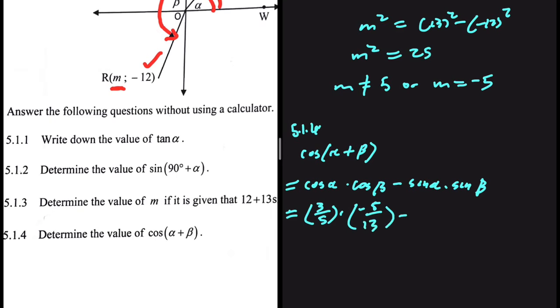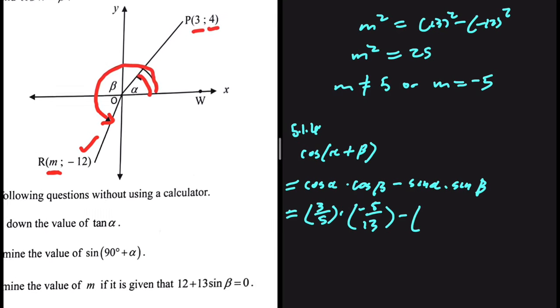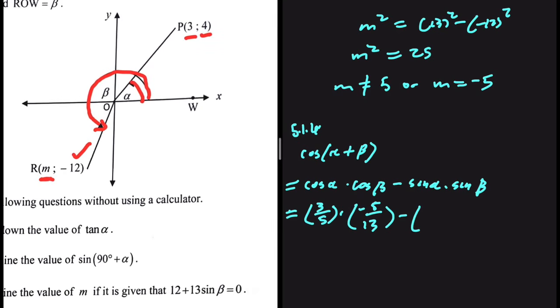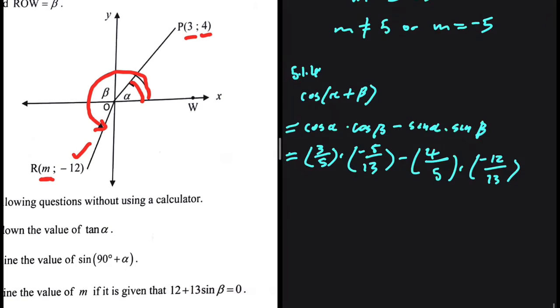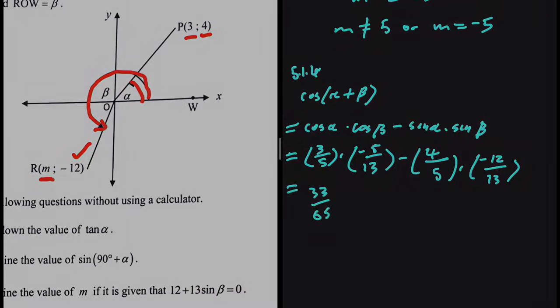Minus sine of alpha. Sine is opposite, which is y. What is the value of y at point P? That is 4, divided by our hypotenuse, which is 5, multiplied by sine of v. The value of y at r, that is minus 12, divided by the hypotenuse, which is equal to 13. This is equal to 33 divided by 65.